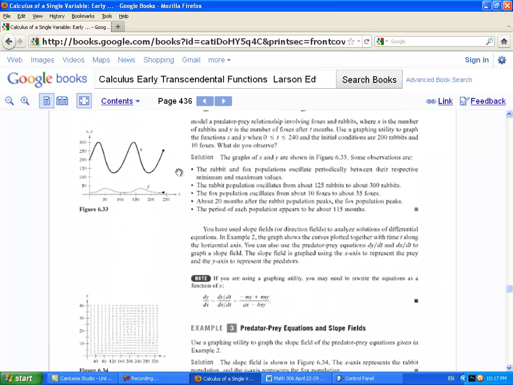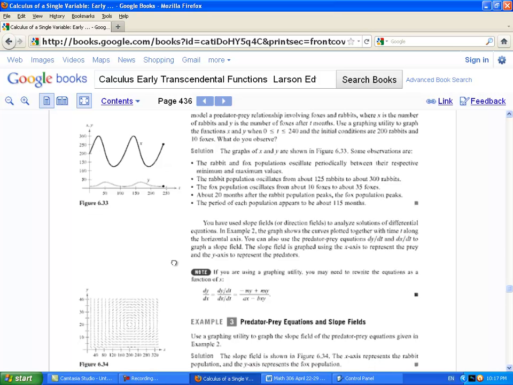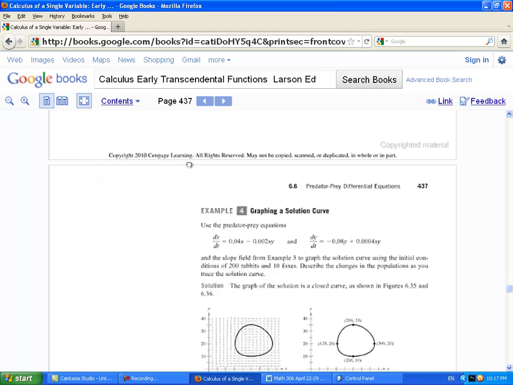That solution curve looks very different from these curves as a function of time, because we're not putting time in the picture. Instead, we're seeing how rabbits vary with foxes.